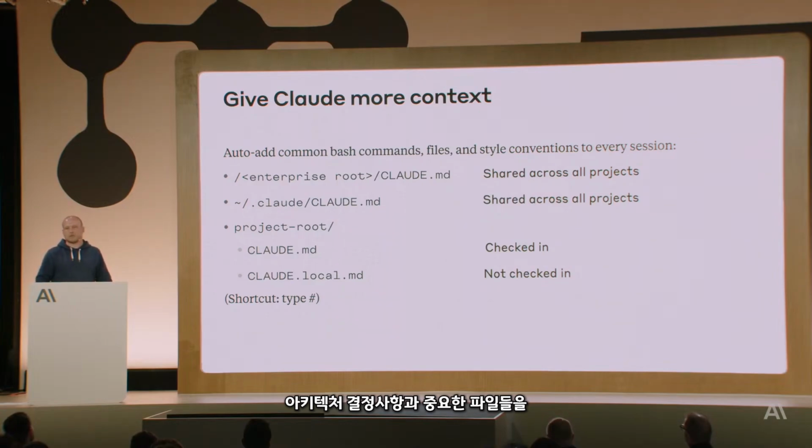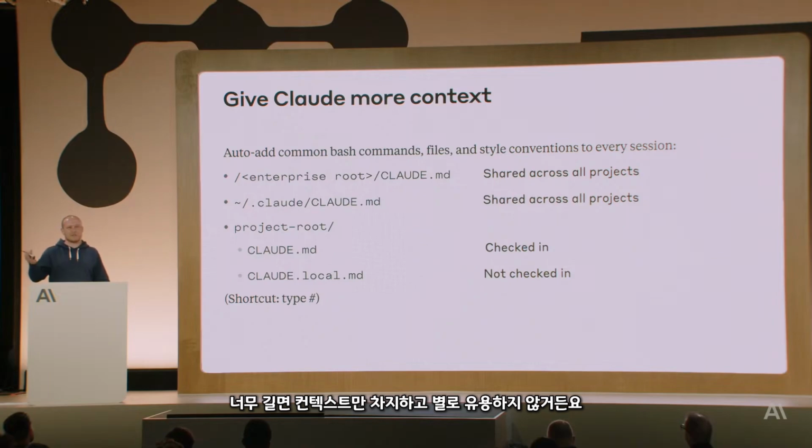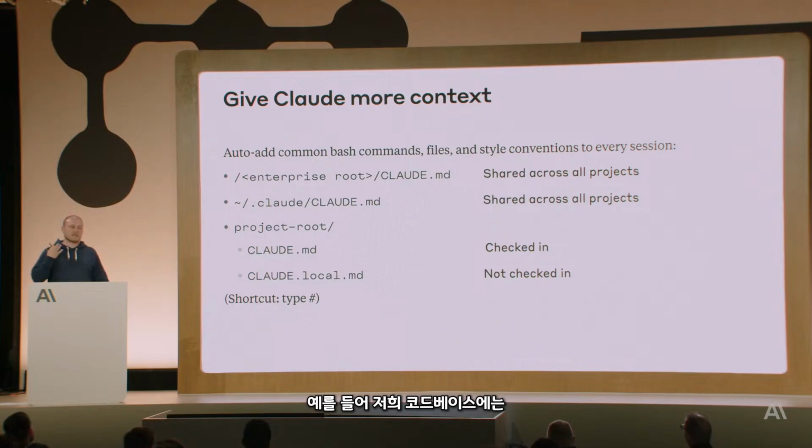The kinds of things you put in Claude.md are common bash commands, common MCP tools, architectural decisions, important files, anything that you would typically need to know in order to work in this code base. Try to keep it pretty short, because if it gets too long, it's just going to use up a bunch of context, and it's usually not that useful. So just try to keep it as short as you can. For example, in our code base, we have common bash commands, we have a style guide, we have a few core files, things like that.